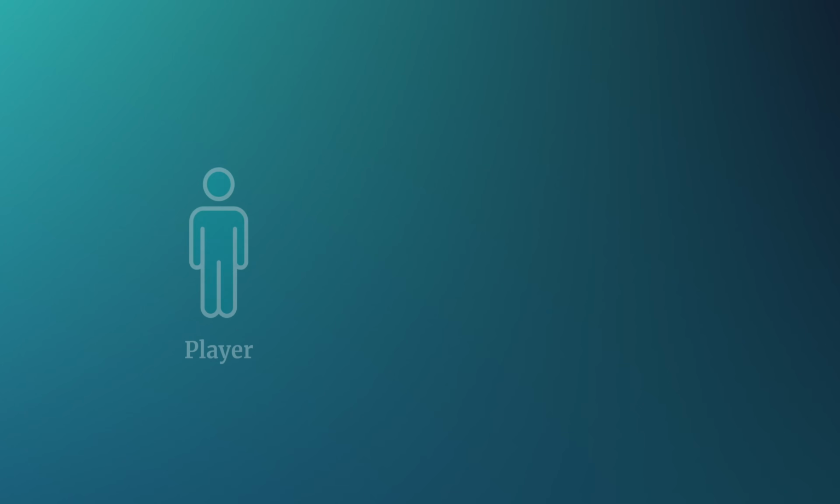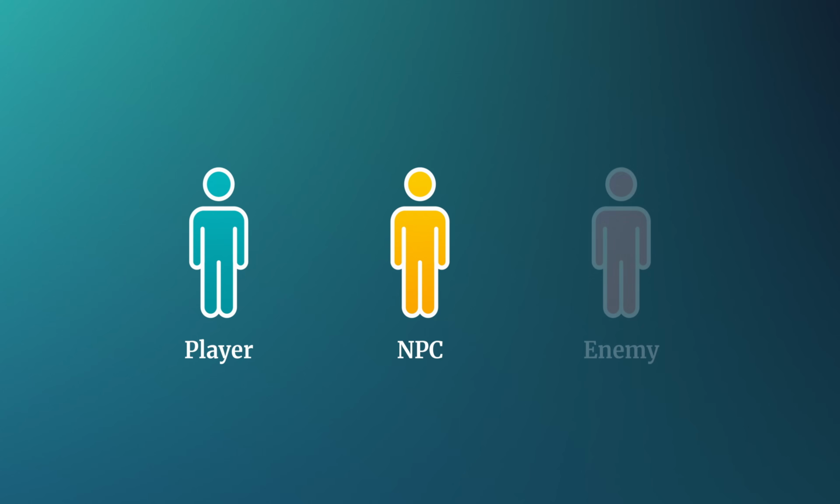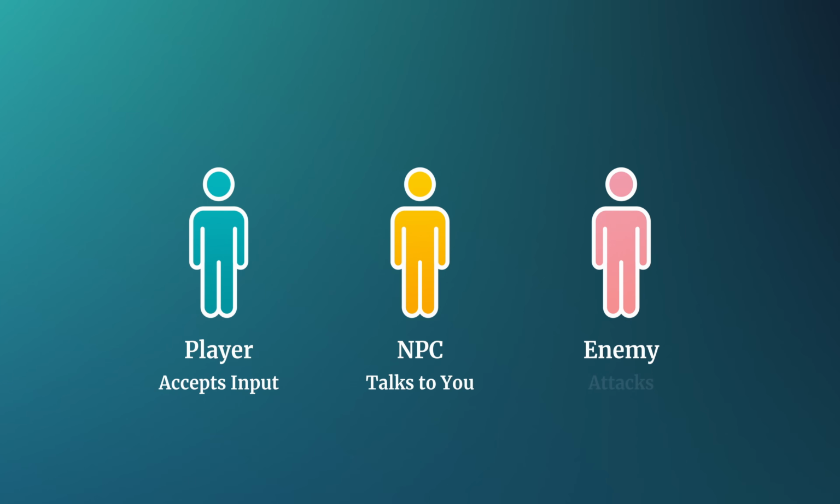For example, let's say that you have a player, an NPC, and an enemy. Each of them has different behavior. The player can be controlled, the NPC might talk to you, while the enemy might attack. However, some of their behavior is the same. They all walk and move in the same way, they all have health, and they can all be killed.